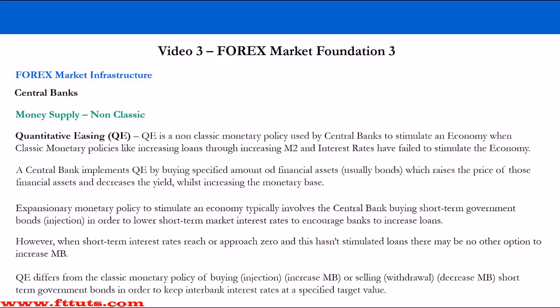What will happen is a central bank will implement QE by buying a specified amount of financial assets. Sorry for the typo here. That should be of. So buying a specified amount of financial assets. Usually this is bonds, and usually it's government bonds. And this basically raises the price of those bonds, the financial assets, and decreases the yield. We're going to do a lot more work on this later when we go through the systematic process. At this stage, just understand the foundations and principles of how these things work.